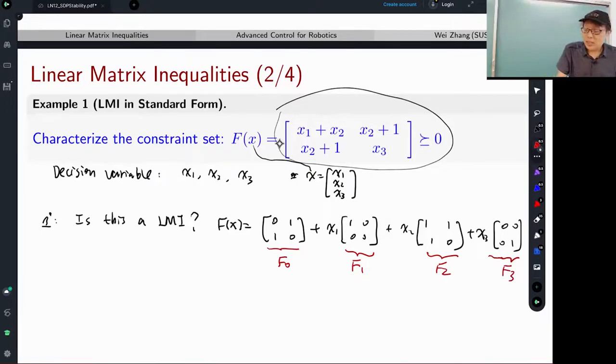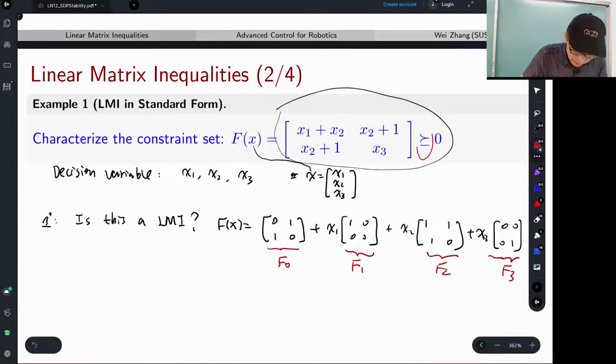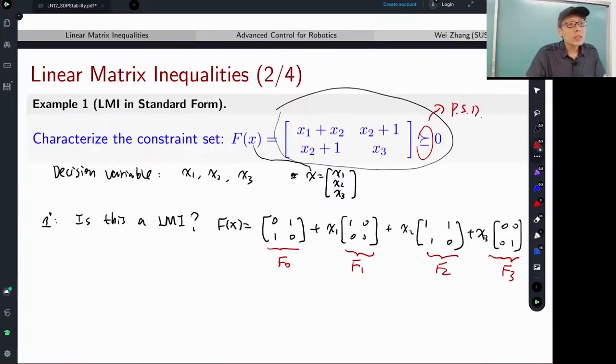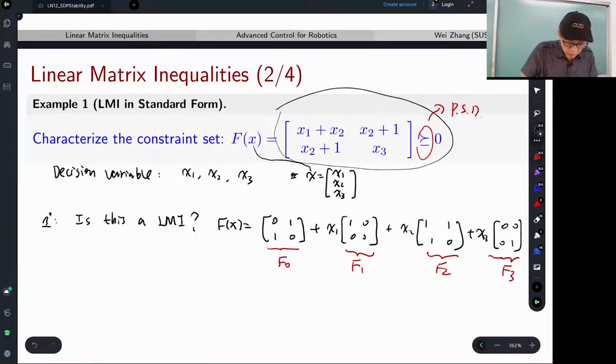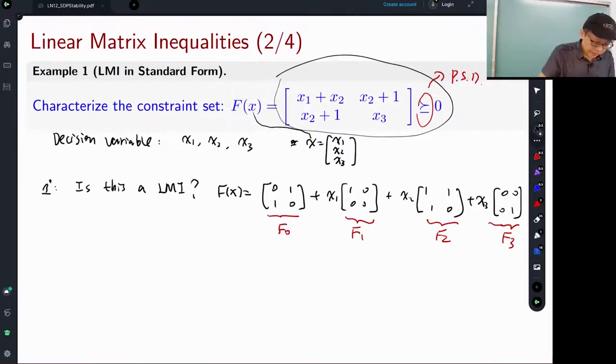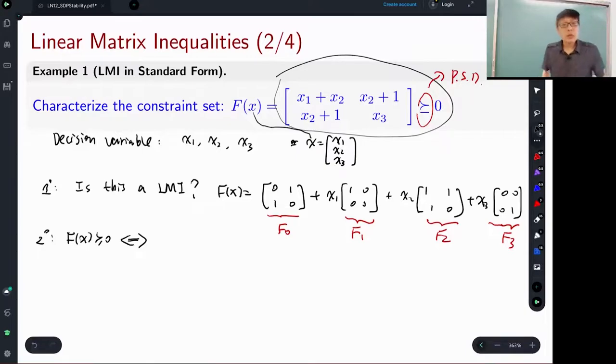So whenever you see these kinds of inequalities, that is a linear matrix inequality. And this symbol means what? Positive semi-definite. It's not that its elements are non-negative. It's that this matrix is positive semi-definite. Okay, then I'm going to ask you, this guy is positive semi-definite. How do you check a 2x2 matrix is positive semi-definite?